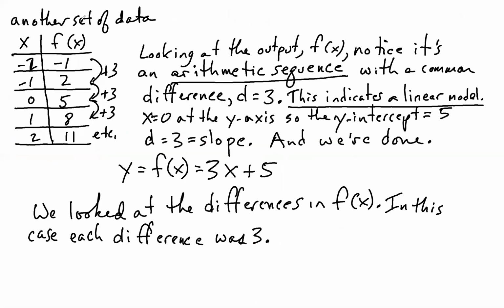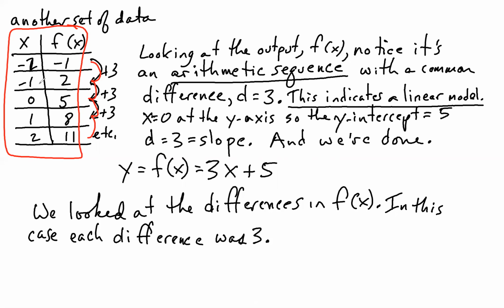Okay, another set of data. This time I notice that every single time we're going up by 3, up by 3, up by 3, every time. That's indicative of an arithmetic sequence that's formed, and that's indicative of a linear equation, a linear model.